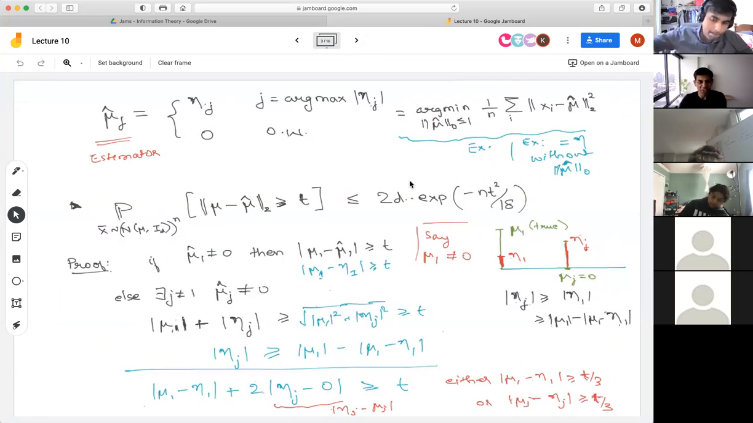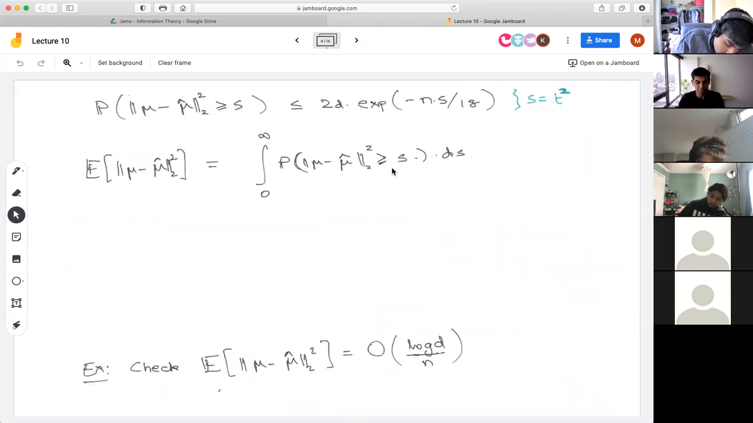Okay. Any questions about this part? This is the most complicated part of the proof. Everything else is very simple. It's just a case analysis. The only way the 2 norm of the difference between the estimator and true mean is large is if at least one of the coordinates of the sample mean deviates significantly from the true mean. Okay. Once we have this, again, I'm writing it out slightly differently.